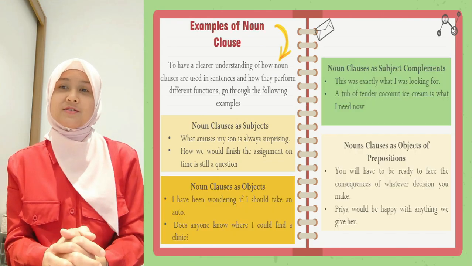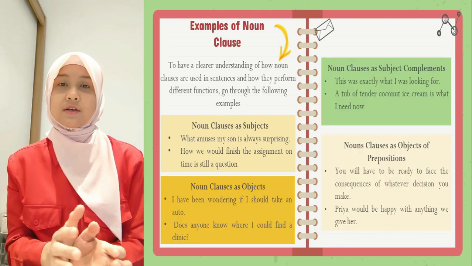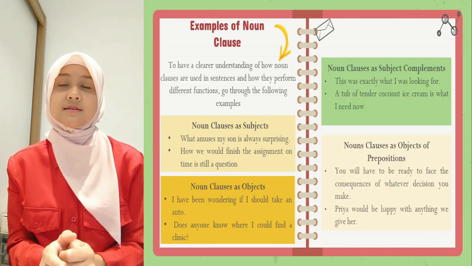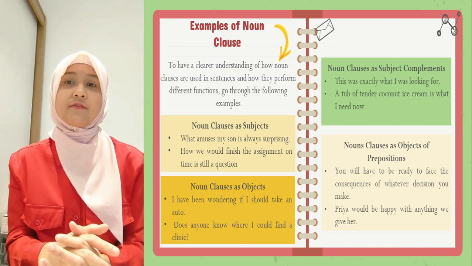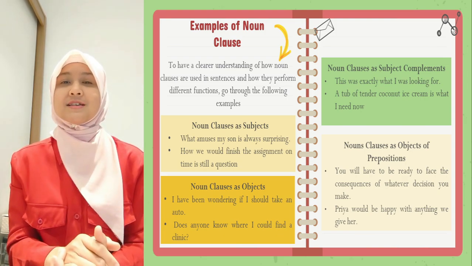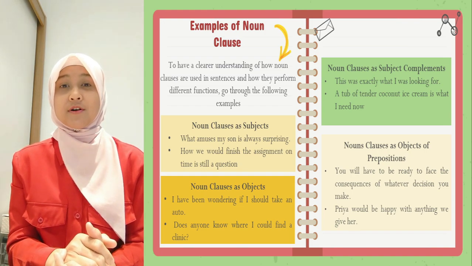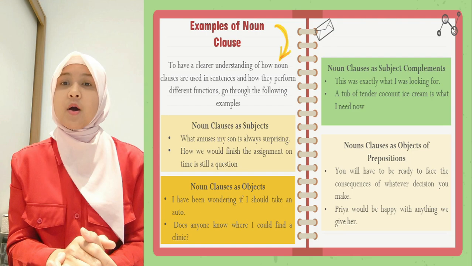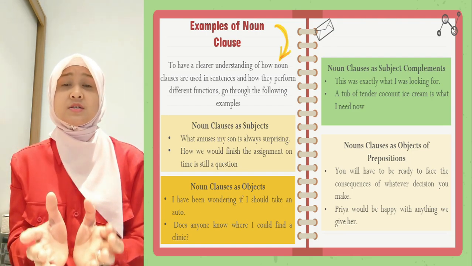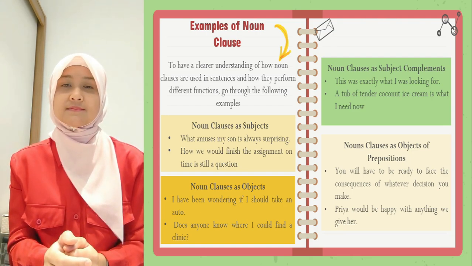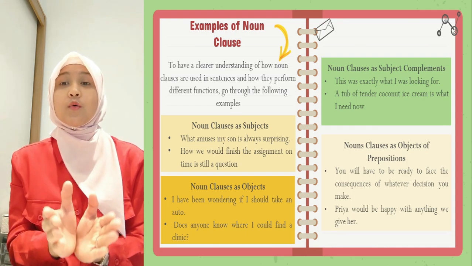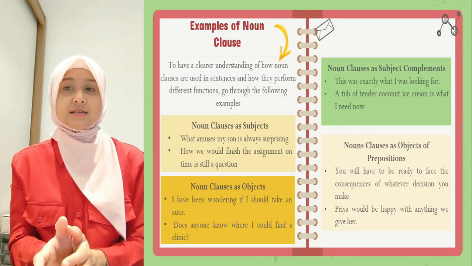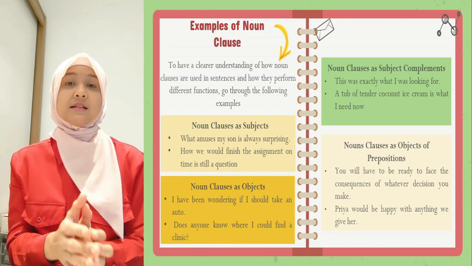To have a clear understanding of how noun clauses are used in a sentence and how they perform different functions, let's go through the examples. First, noun clause as a subject. The example: what amused my son is always surprising. How we would finish the assignment on time is still a question.